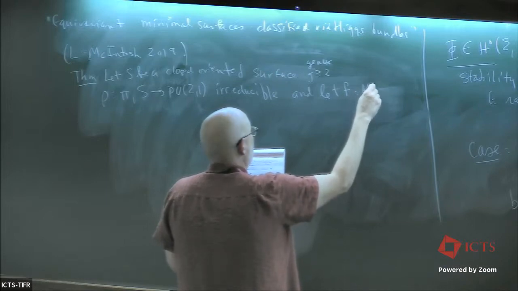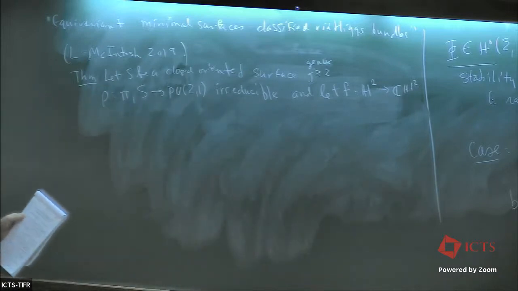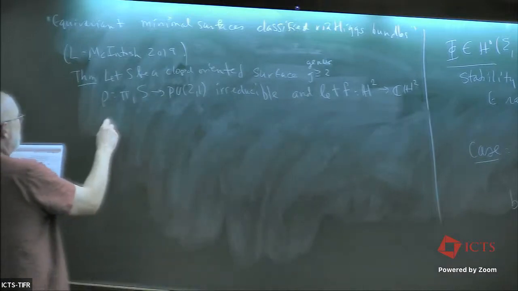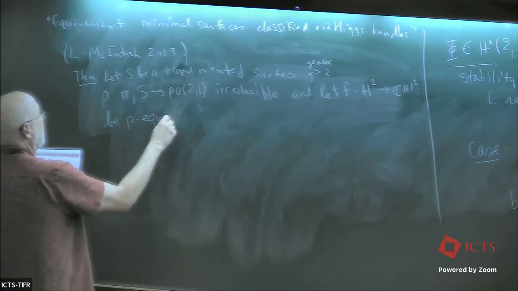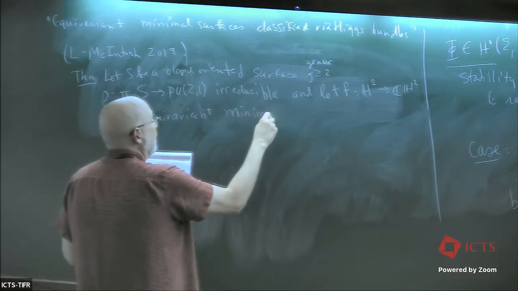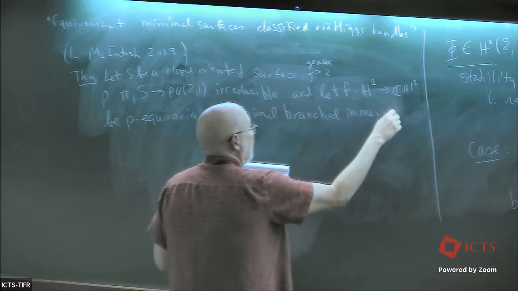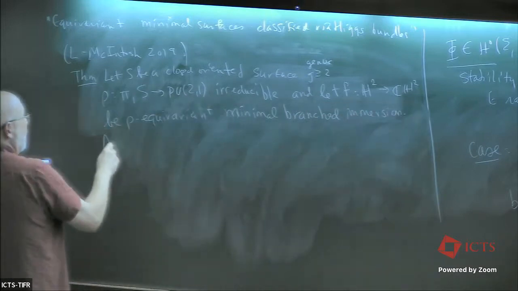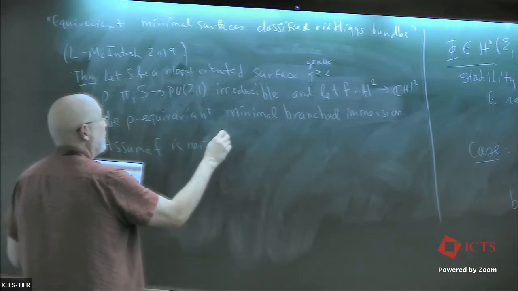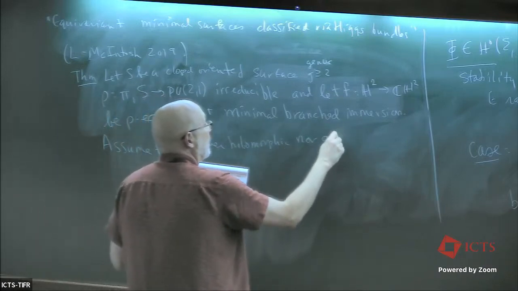And let F be a map from H2 to CH2. So CH2 is going to be the symmetric space for this Lie group, as we'll see. Be a rho-equivariant minimal branched immersion. So we're going to assume F is neither holomorphic nor anti-holomorphic.